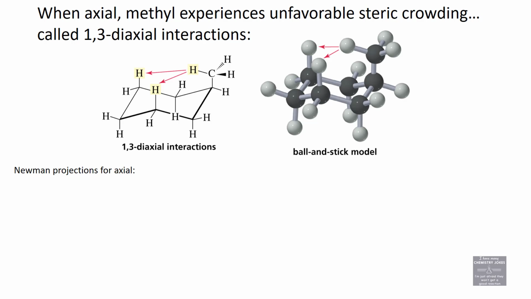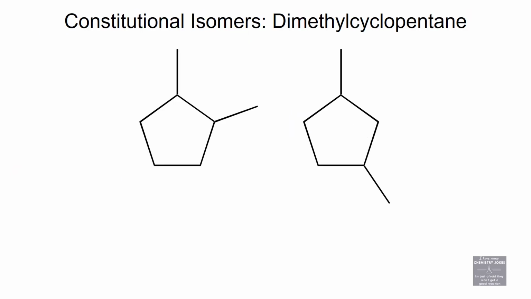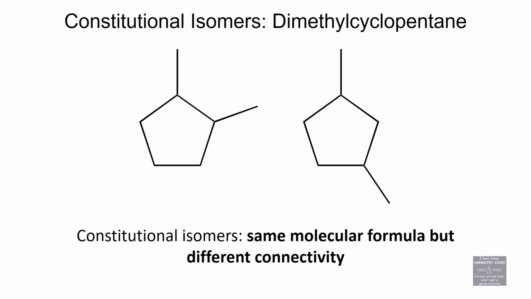So that was simple methyl cyclohexane. What if we put two groups on a cyclohexane, or even more than two groups on a cyclohexane? How does that affect things? First, a definition. What are constitutional isomers? Constitutional isomers have the same molecular formula but different connectivity.